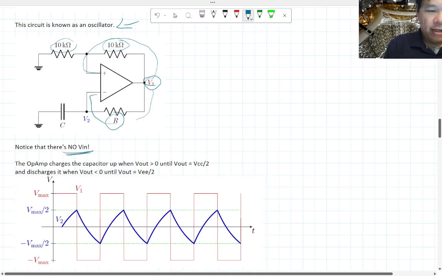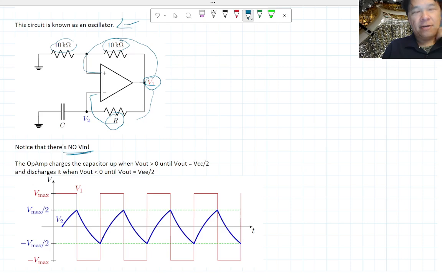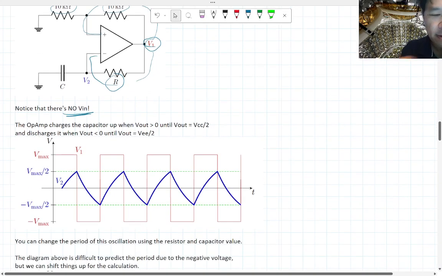Notice that there's no V in. We don't put an input in here. This thing, once you power it up, just does this by itself. You don't have to have a function generator or anything like that. In fact, the signal from your function generator is probably created by this. Okay, so how does it work?